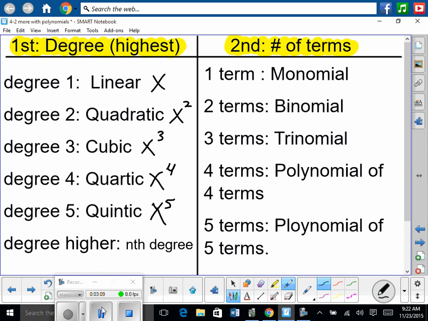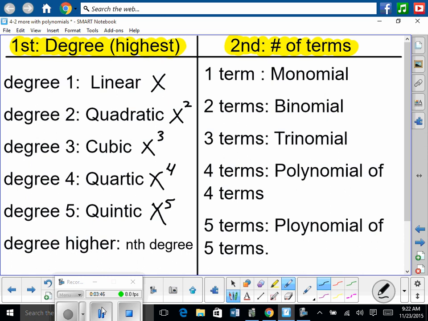So then the second name is the number of terms. If there's 1 term, it's called a monomial. If it has 2 terms, it's a binomial. 3 terms, it's a trinomial. 4 terms, it's a polynomial of 4 terms. 5 terms, polynomial of 5 terms. 6 terms, polynomial of 6 terms. So there's only specific names for up to 3 on this one. Otherwise, it's just polynomial of 4 terms. Now notice the second name always ends in the same way: monomial, binomial, trinomial. So anyways, hopefully that will help you remember.